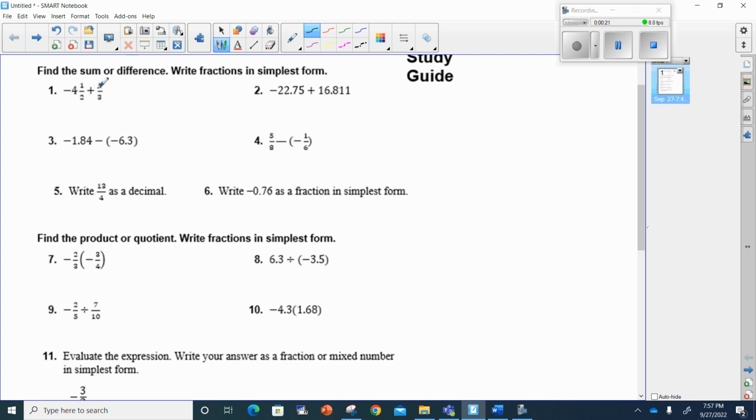Difference is the answer to a subtraction problem. I'm going to take the big number, which is 4.5, and I'm going to minus the small number, which is 1/3. I need to get common denominators. That's going to be 6. So I'll multiply this by 2/2.